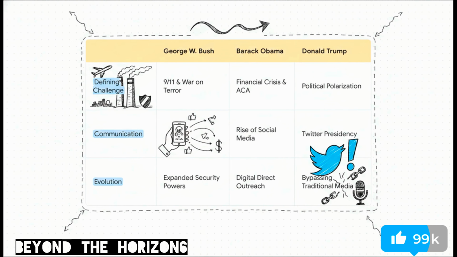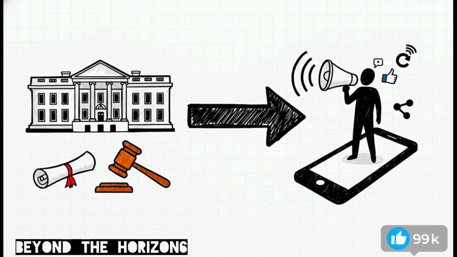And then Donald Trump just takes it to a whole other level, right? He used Twitter as his personal megaphone to completely bypass the traditional media and talk directly and totally unfiltered to his supporters. You can literally see the evolution happening right there at the table, from formal to digital to completely direct.